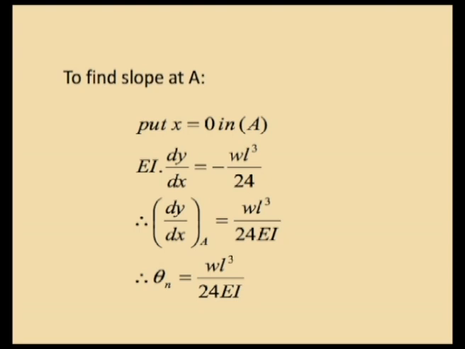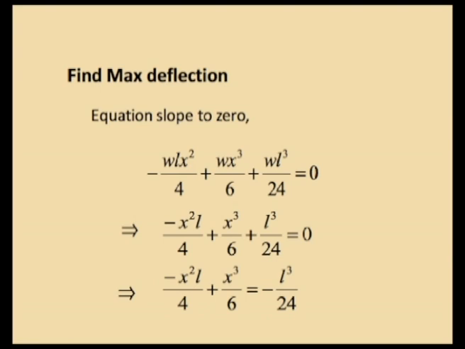Therefore, dy by dx equal to W L cube by 24 E I. So, slope at A will be W L cube by 24 E I. Then if we want slope at B, we need to put x equal to L in the equation, thereby you will get slope at the point B.